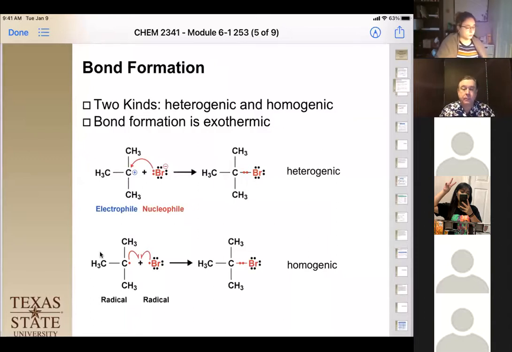The other type of bond formation we can do is called homogenic, which means they each have 1 electron, and they use those electrons to create a pair, which creates our sigma bond. So we have heterogenic, which we're going to use most of the time. Homogenic happens in radical reactions. Now, if bond breaking was endothermic, took heat to make it happen, when we form bonds, it's exothermic. It gives off heat. It takes 2 high energy components, and by forming that bond, it gives off heat. So bond formation is exothermic. It gives off heat.